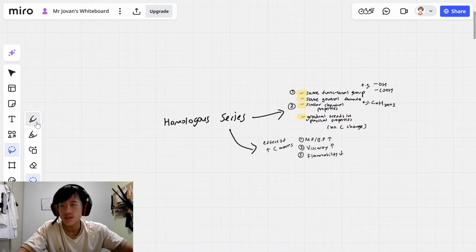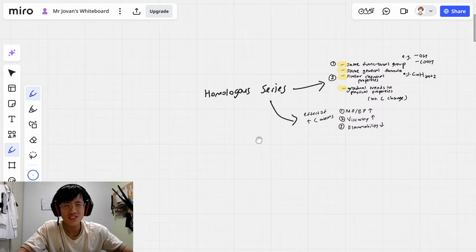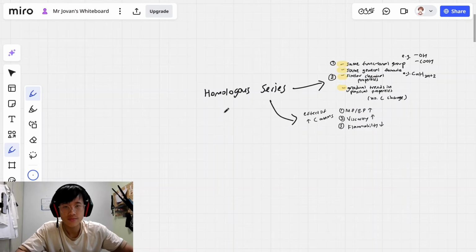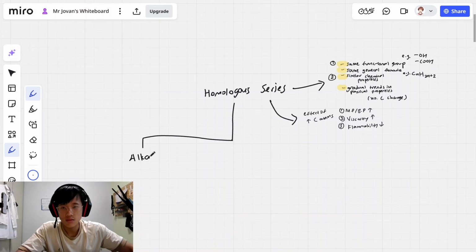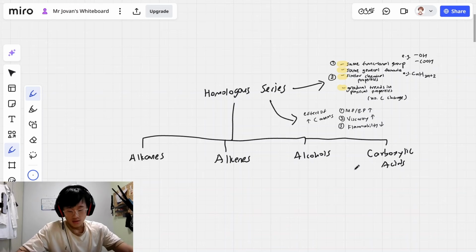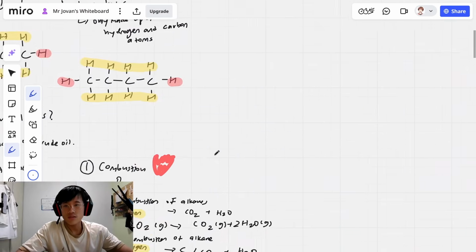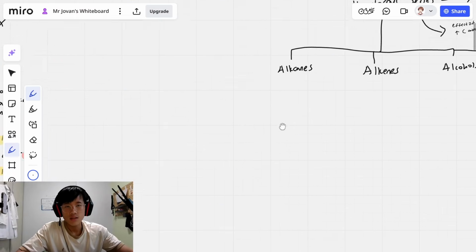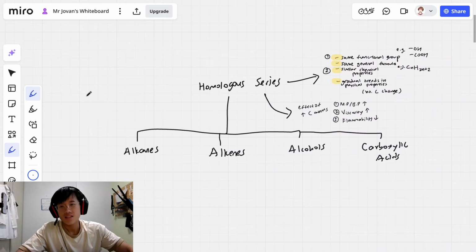Okay, good job, guys. Now, what are the four homologous series that we learned? Can you tell me? Number one, alkanes. Number two, alkenes. Number three, alcohols. Number four, carboxylic acids. Now, time for the moment of truth. How can we combine them? Let's start with production.